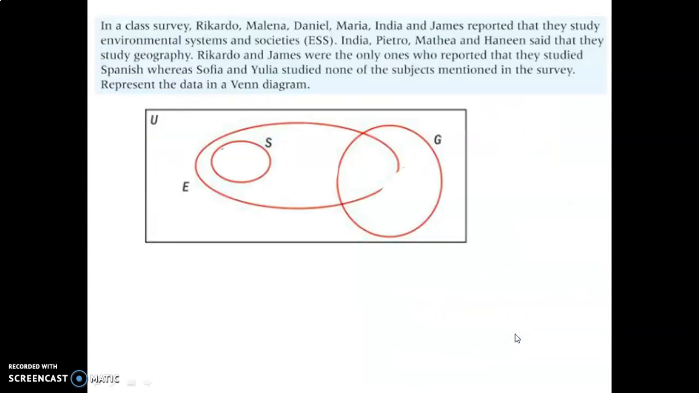Okay, try this one. Read the problem and see if you can draw this Venn diagram in your notebook, putting the people's names in the correct places. So now ask, what names are in this circle here? Next question, what names fall in here?